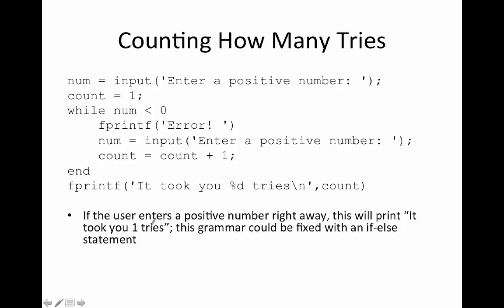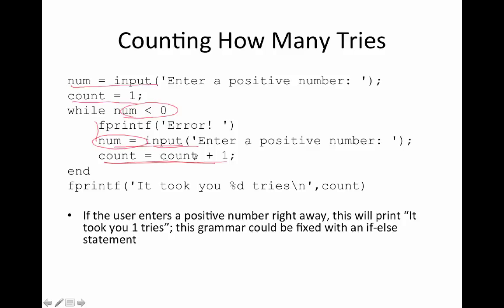Now, if you want to know how many tries it takes for the user to enter a positive number, then we could have our own running count. So we prompt the user for a number, and we start a count at 1, because we've just read in one number. And we say while the number is negative, so if the user did not in fact enter a positive number, we're going to print an error message and prompt the user again, and then we're going to add 1 to our counter also in the loop. So every time we're prompting the user for another and reading into a variable num, we're going to add 1 to our counter. So we're going to count how many tries it took.